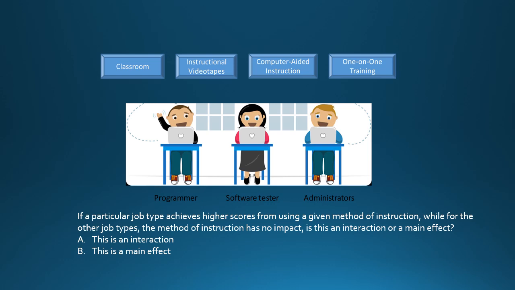An interaction between factors is present when the change in the mean response across levels of one factor depends on the level of the second factor. In the ABC example, we might see an interaction between method of instruction and job type. For instance, programmers might more effectively retain knowledge gained with computer-aided instruction, while method of instruction has no impact on other employees.